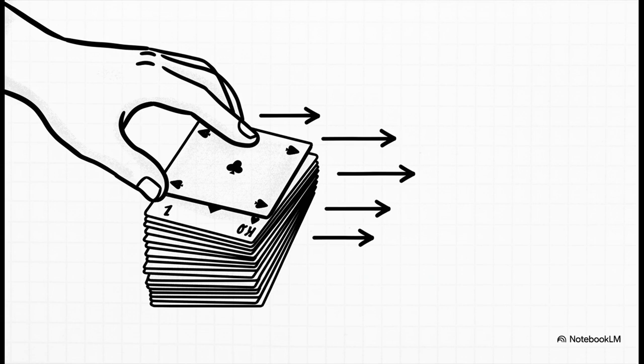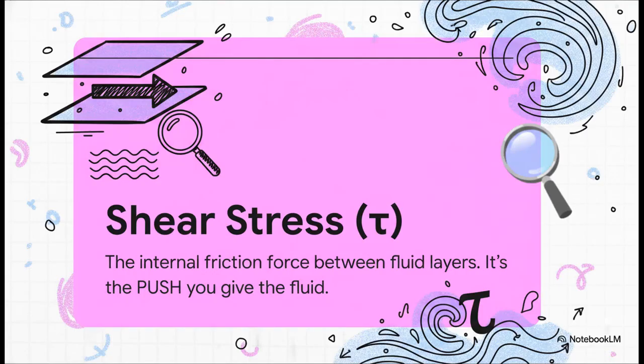I want you to imagine the fluid is like a deck of cards, right? If you push that top card, a little bit of that force gets transferred to the card right below it, and that one pulls on the one below that, and so on and so on. This sliding motion between the layers, that's what we call shear. Now, that force you're applying to get those layers moving, that internal friction, it's got a name: shear stress. Honestly, the easiest way to think about it is just, it's the push. That's it. It's the push you're giving the fluid. We use the Greek letter tau for it.